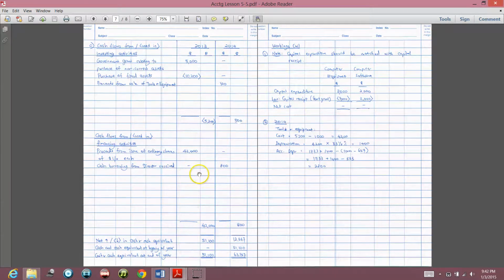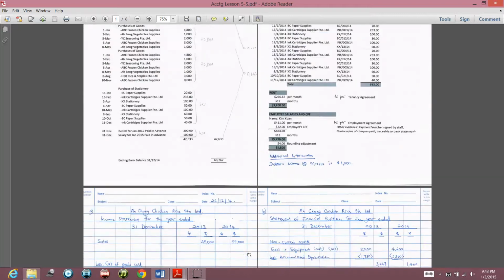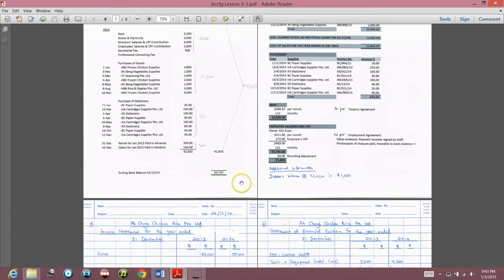This is money coming in, so I put it here as receipt. So this one, proceeds from sale of equipment, means somebody gave $500 for buying the equipment, so I put under investing activities. This is money coming in, so I put here. So 51,100 is the beginning bank balance, which is the same as last year's bank balance. Then 63,767 is the ending cash balance, which I can get the figure from here.